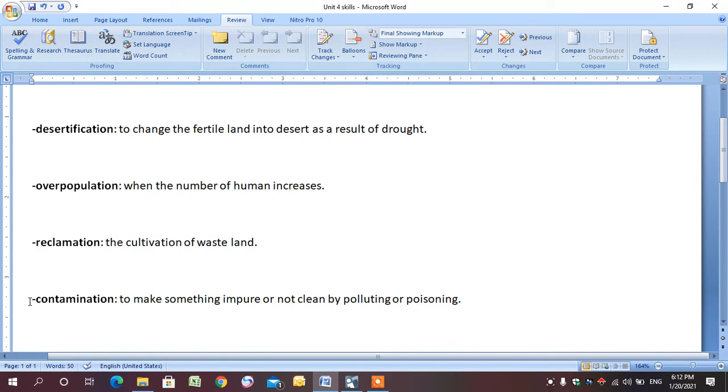The last one is contamination, and it means to make something impure or not clean by polluting or poisoning. So if it's water contamination, it means that the water is not clear, it's not clean, it's polluted, so it's contaminated, and this is called contamination. Okay, now let's go back to the book.